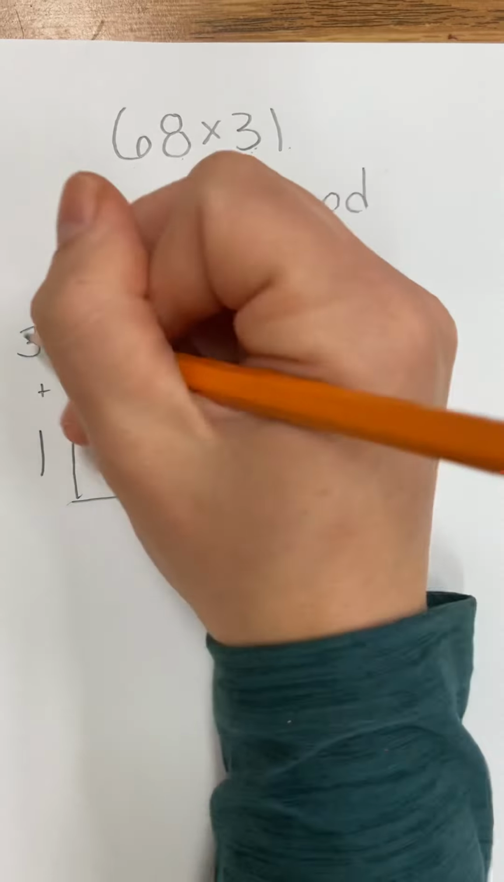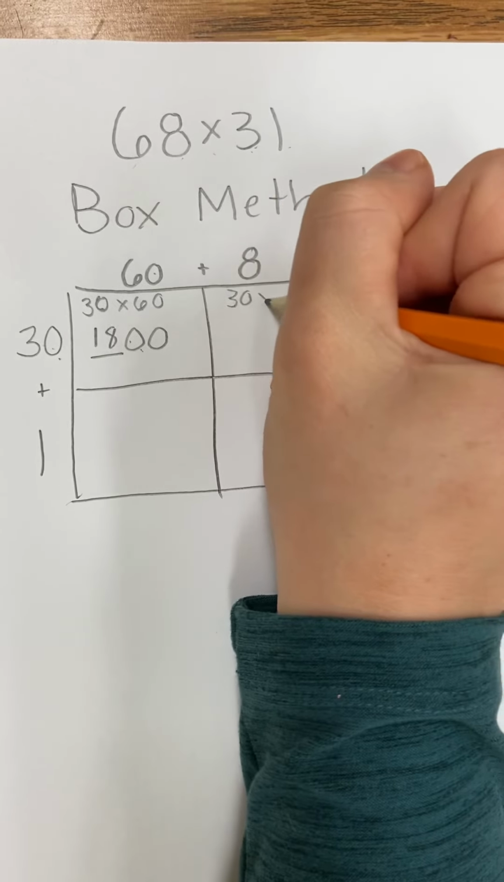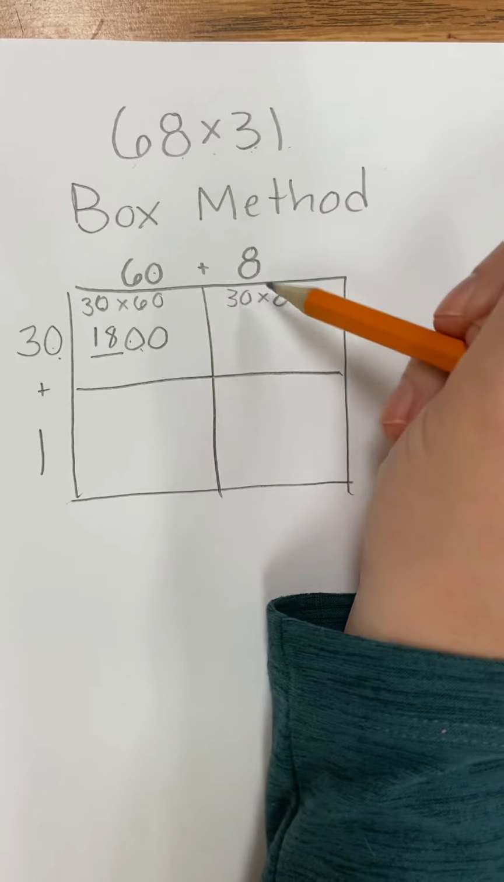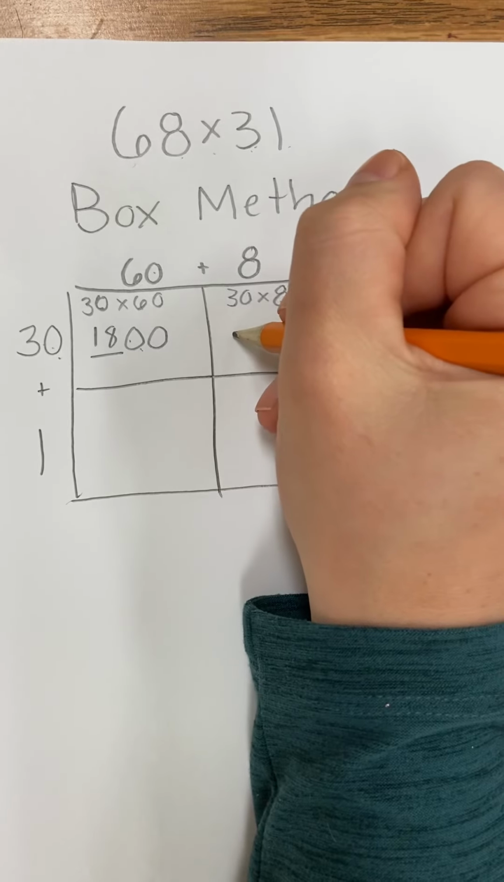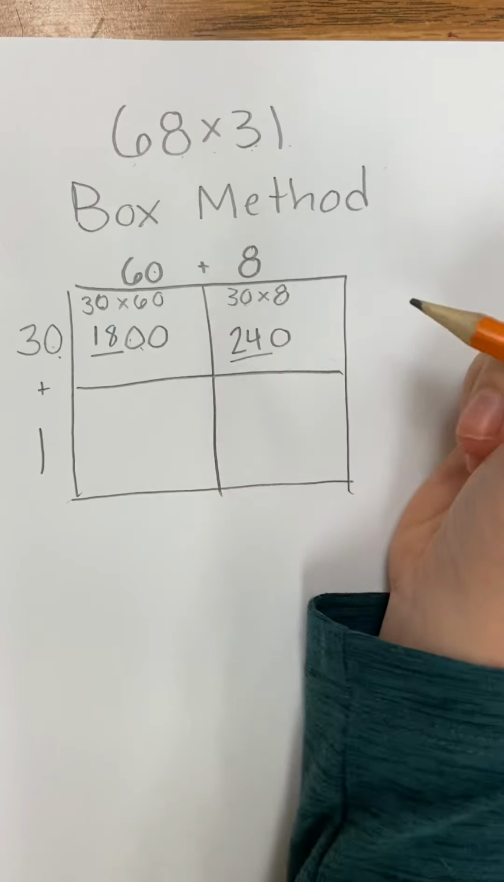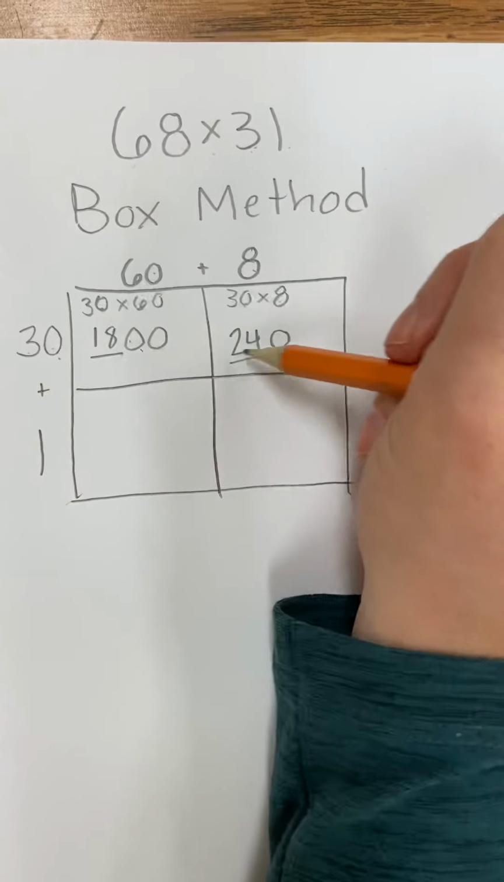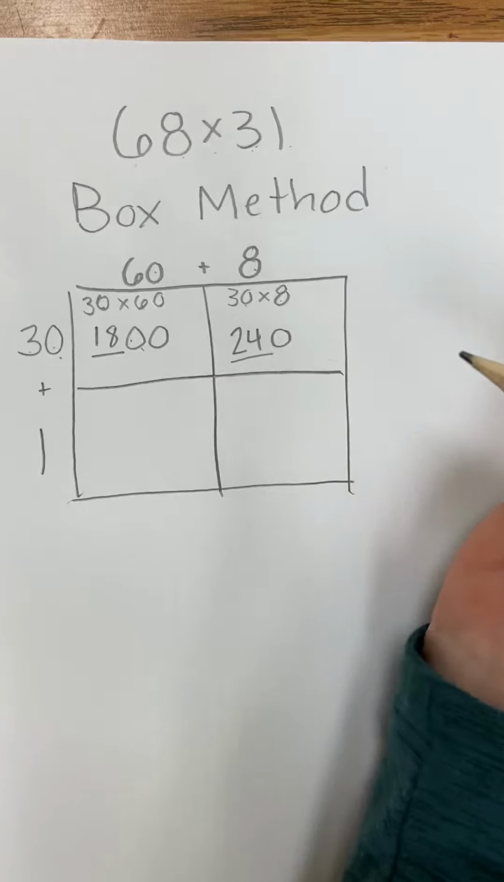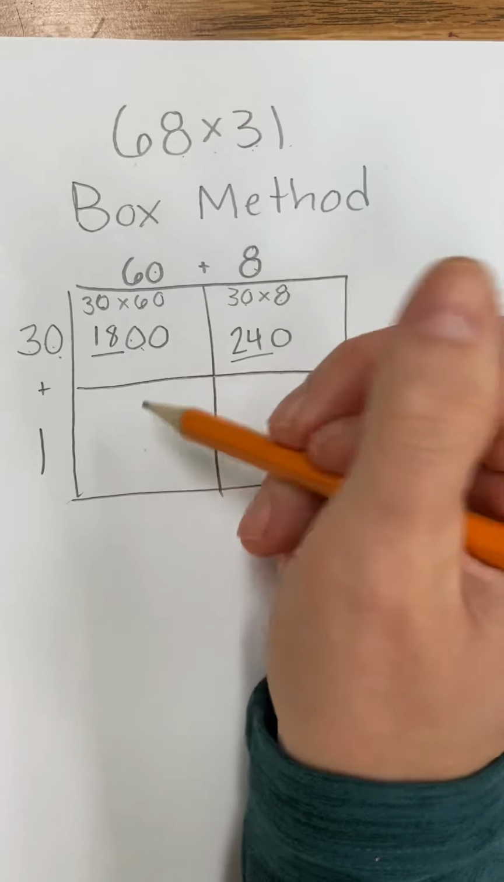Next we have 30 times 8. Well, 8 times 3 is 24. Underline it. Tap in that 0. Next we're going to do the bottom boxes.